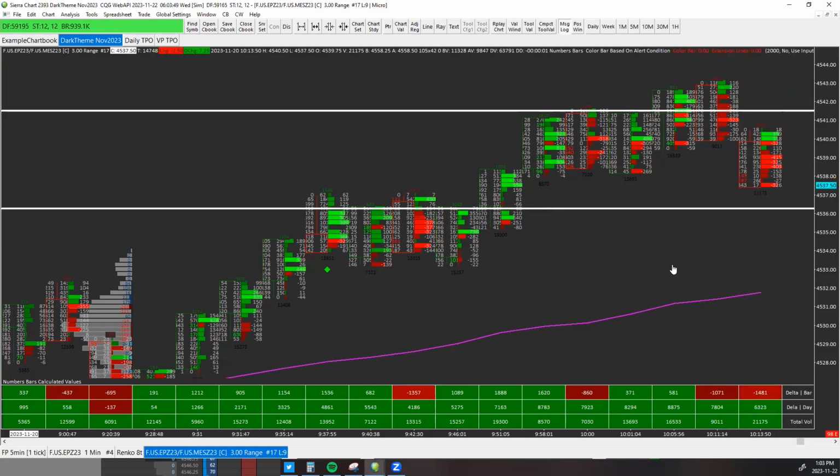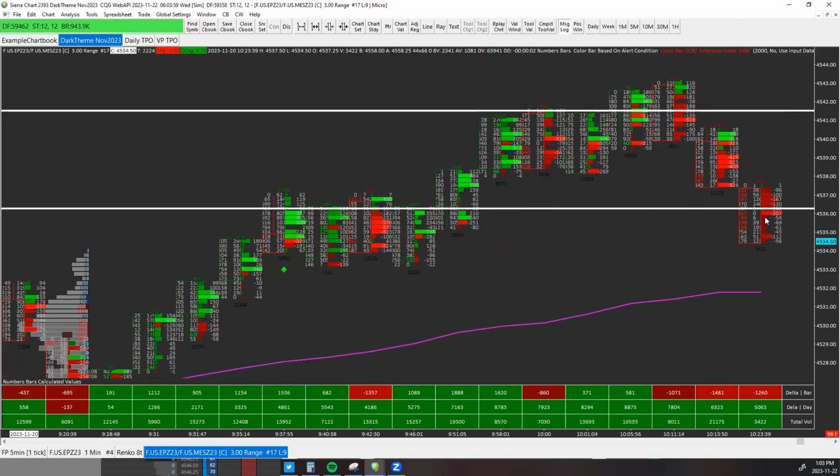So let's see what happens here. So you get some nice little sellers, some sell delta, right? Some cumulative delta, big sellers coming in here. We're still watching our area, big sellers coming in here, right?